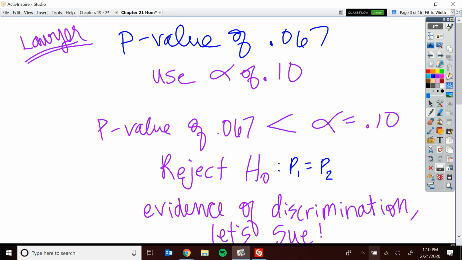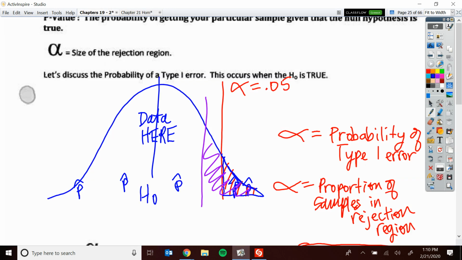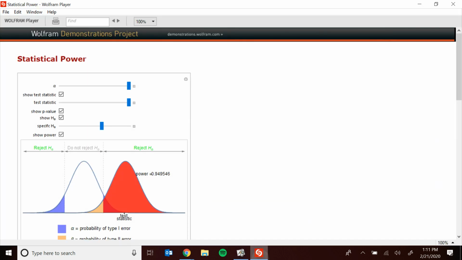Therefore we are very interested in what things change type 1 and type 2 error. So let me just show you this picture real quick. Let's put the alpha down a bit into the middle. Okay, take a look here.